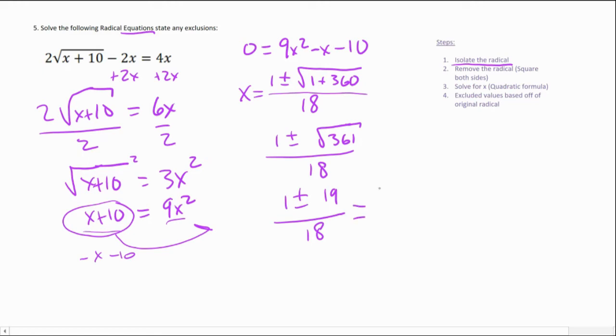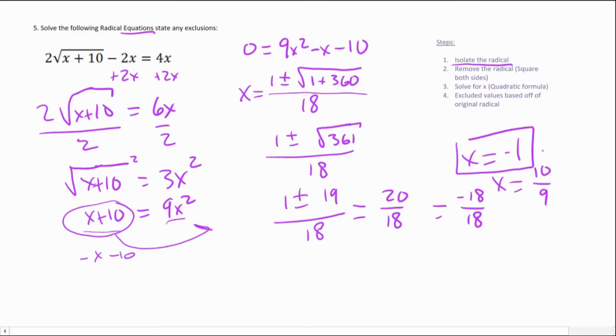So when we get to here, we have two options, 1 plus 19, which is 20 over 18, and 1 minus 19, which is negative 18 over 18. So my two answers here are x equals negative 1 and x equals 20 over 18, which is the same thing as 10 over 9. And those are my two solutions.